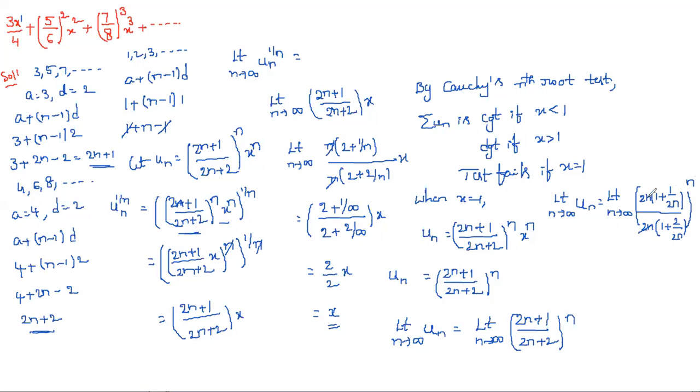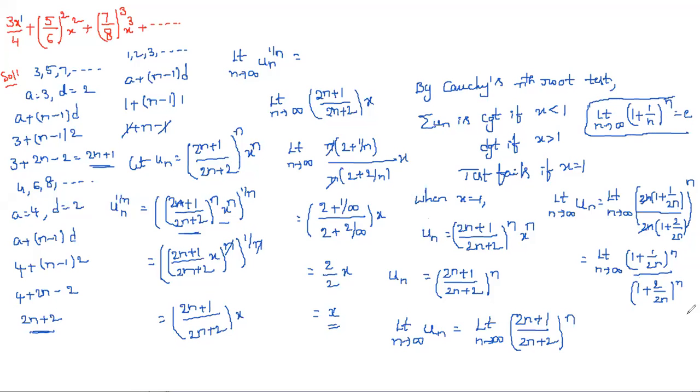So 2n and 2n both will cancel. What remains is limit n tends to infinity (1 plus 1 by 2n) whole power n by (1 plus 2 by 2n) whole power n. But the formula we know for limits is limit n tends to infinity (1 plus 1 by n) whole power n is equal to e. Here, in place of n, we have 2n, so here also I require 2.